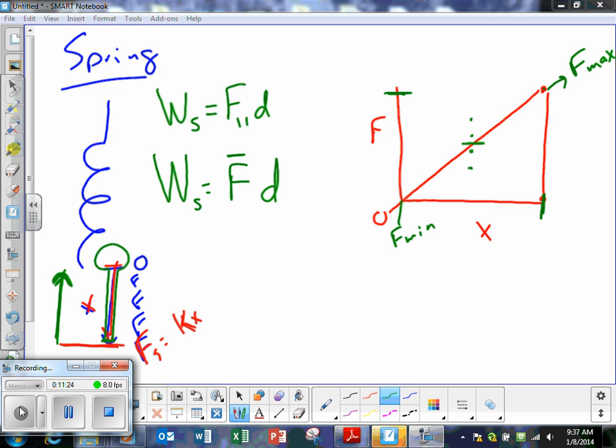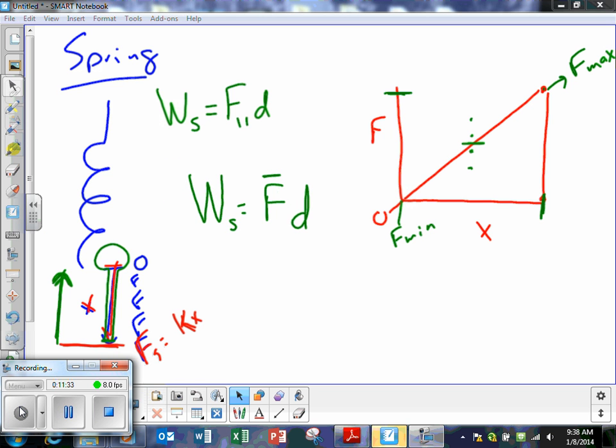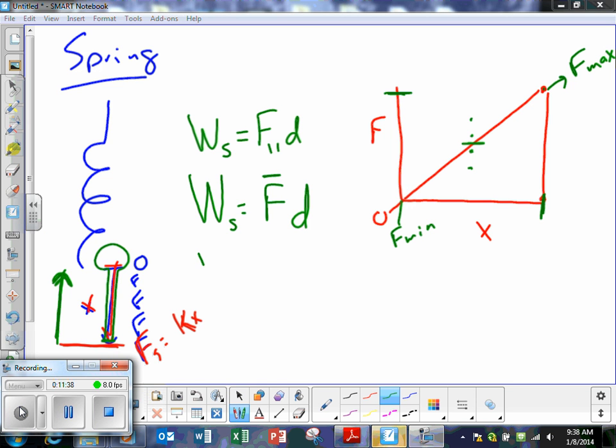Okay, so if you look at this, the work that a spring can do is then an average force. So we could say that kx at the max divided by 2, right? Because down here it's 0. So we just take the max force, divide that by 2. That's what the force is, right? So now we got to figure out what is the displacement over which this average force is applied.